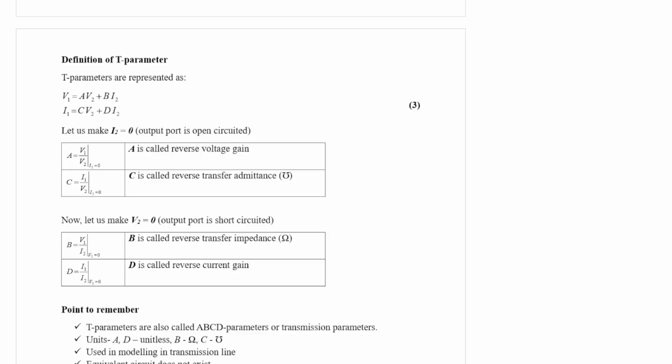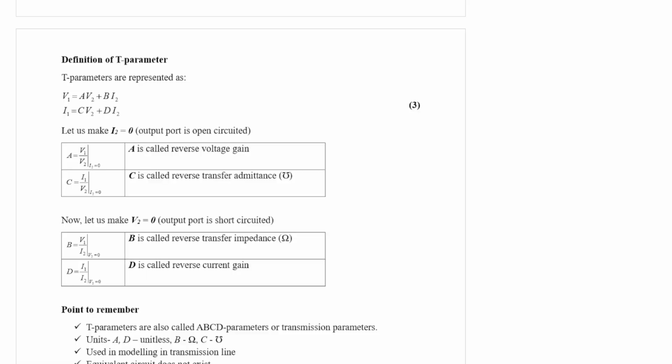Welcome friends, we are discussing network theory module 6, two-port network. So far we have discussed Z parameter representation and Y parameter representation. Now in this part we shall continue our discussion on the remaining two parameters. Let us first discuss the T parameter.